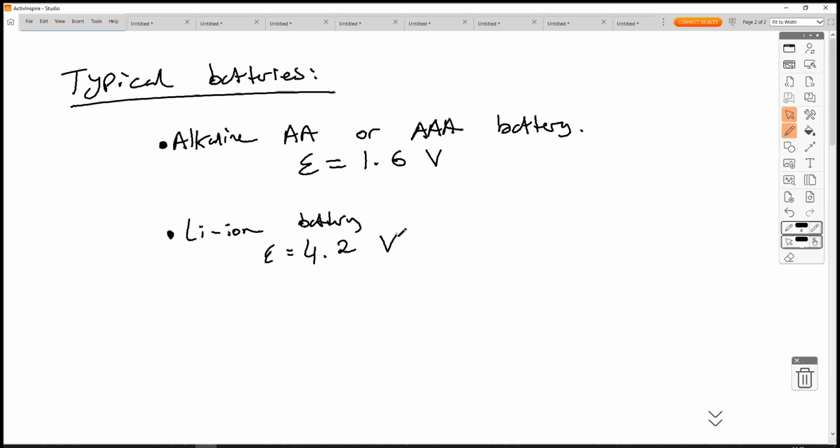And I'll put in brackets here, when we talk about these lithium-ion batteries, we're not talking about substitutes for AA batteries, because those lithium-ion batteries will have about 1.6 volts EMF as well. It'll be slightly less, actually. But when we're talking about these lithium-ion batteries, I'm talking about, for example, most modern devices, mobile phones, tablets, portable game consoles, anything really that is charged by a USB cable.